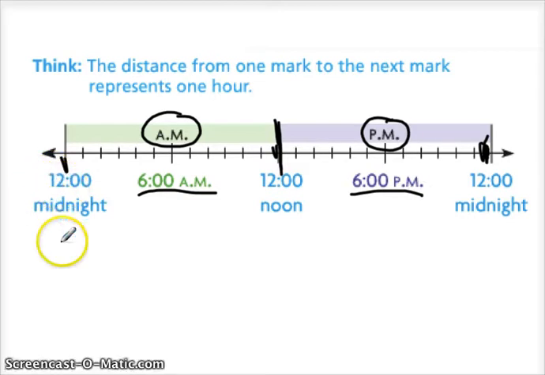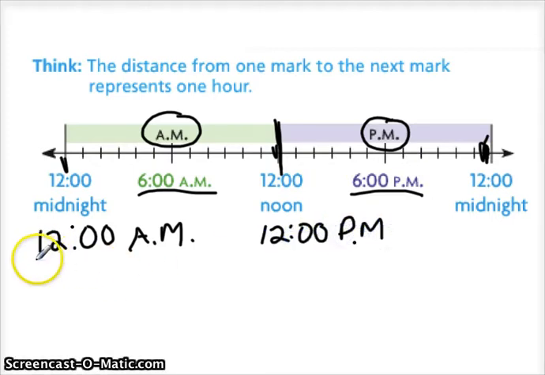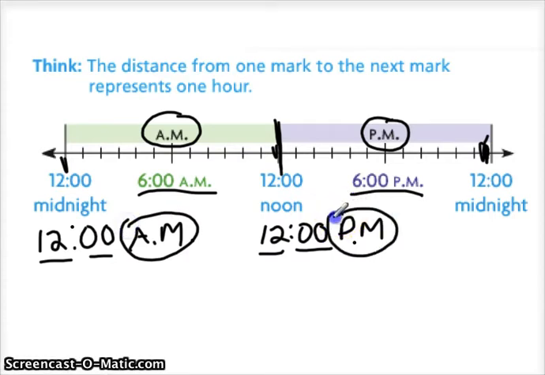Since midnight is the start of our morning hours, we write it as 12 o'clock AM. And since noon is the beginning of the second cycle, we write it as 12 o'clock PM. You'll notice that the numbers for the hour and minutes are exactly the same, and the only difference are the initials AM and PM. So in order to determine what part of the day we're in, you have to look at those initials.